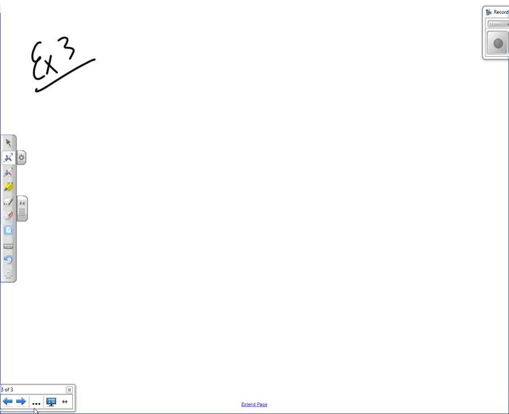Let's take a look at our example 3. Let's say that we're asked to solve, what do we have here? 2x squared minus x equals 3? Haha, yeah, right. Think you're going to get out that easy? Guess again. All right, so let's start solving this thing.